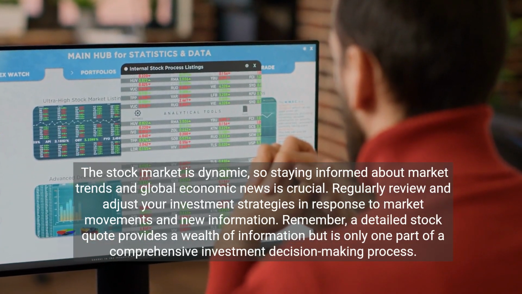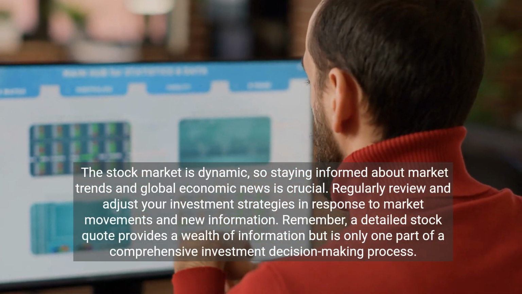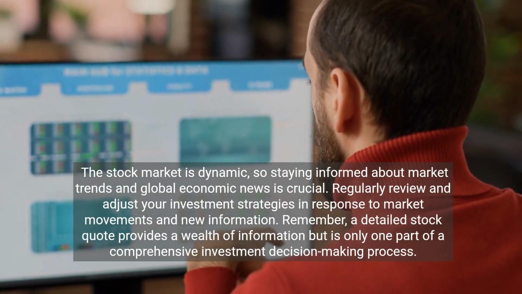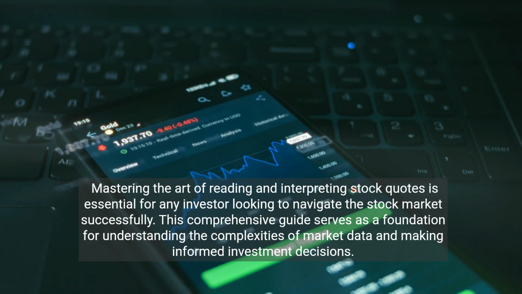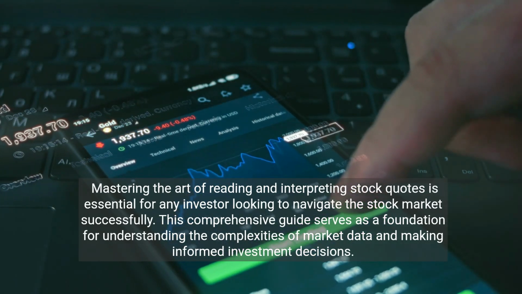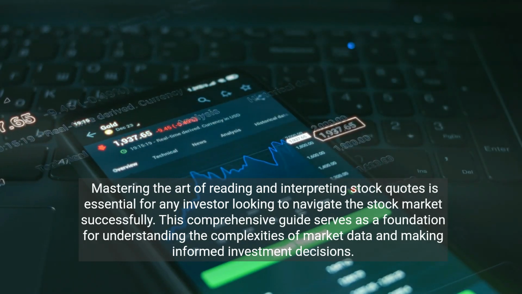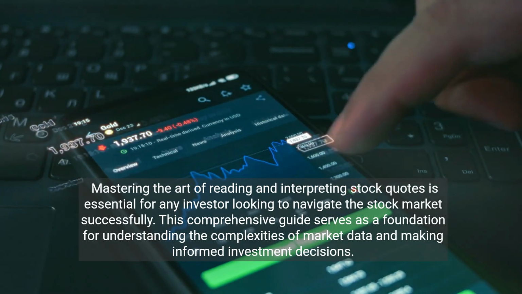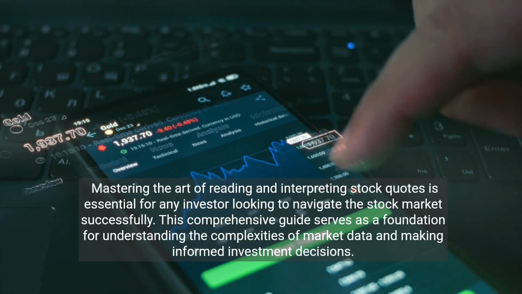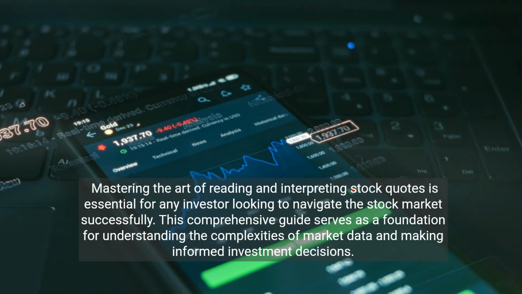Remember, a detailed stock quote provides a wealth of information, but is only one part of a comprehensive investment decision-making process. Mastering the art of reading and interpreting stock quotes is essential for any investor looking to navigate the stock market successfully. This comprehensive guide serves as a foundation for understanding the complexities of market data and making informed investment decisions.